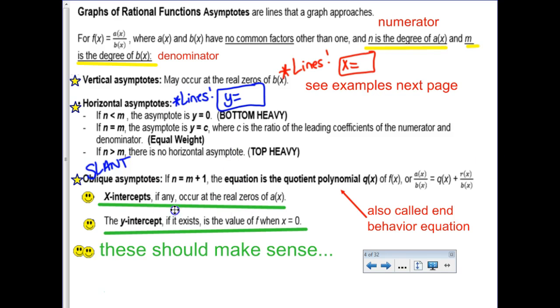X-intercepts. If there are any x-intercepts, it occurs at the real zeros of a of x. So to translate that for normal humans, we're going to say set your numerator equal to 0. A of x, remember, was the top of the rational function in this example. Okay, y-intercepts. If they exist, it's what happens when x equals 0. So if you want like little kids speak for that, you can write down plug in x equals 0.